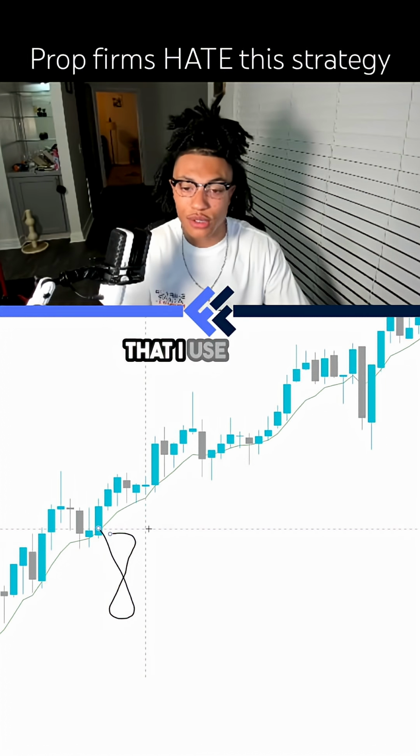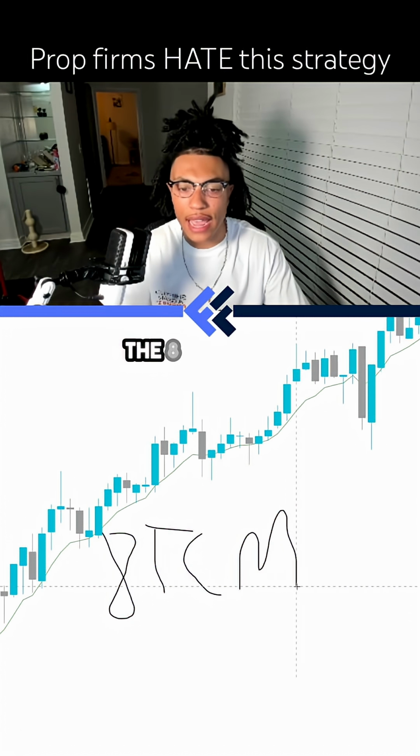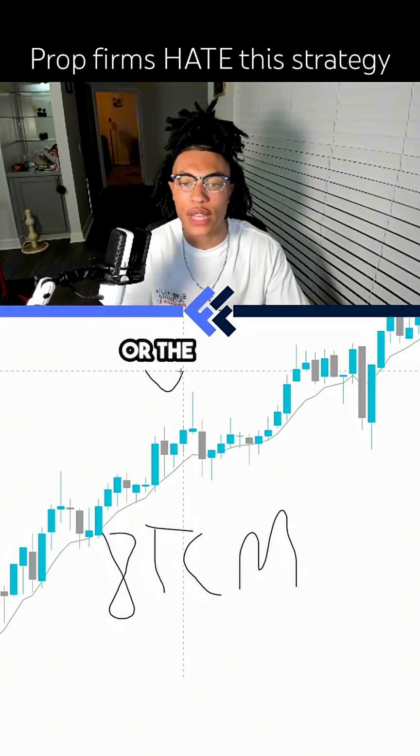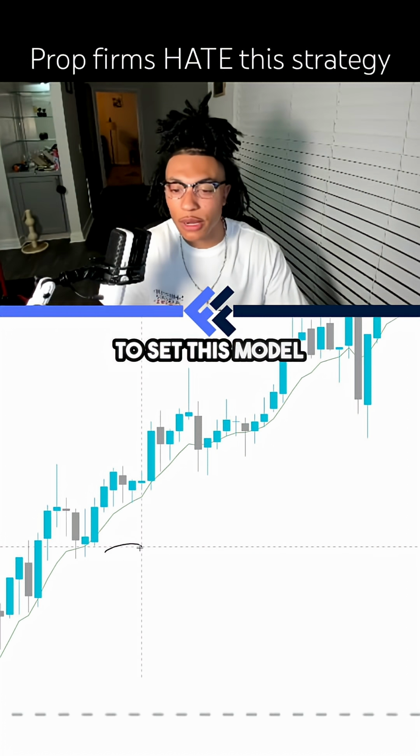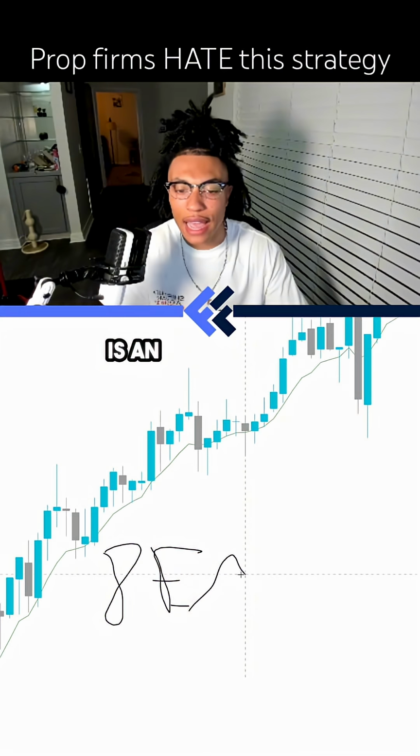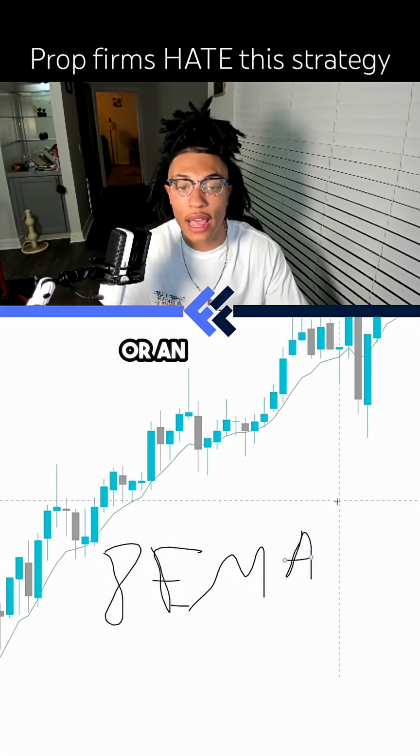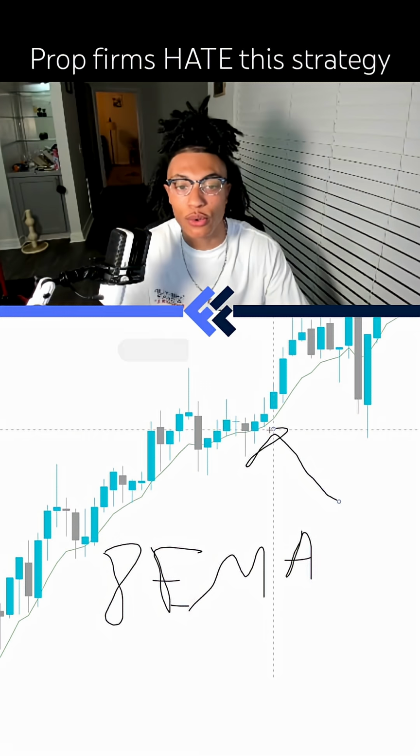The simple model that I use every single time I trade is called the 8 EMA trend continuation model, or the 8 TCM for short. Now, to set this model up, all we're going to be simply using is an 8 length exponential moving average, or 8 EMA for short, and it's a simple green line right here.